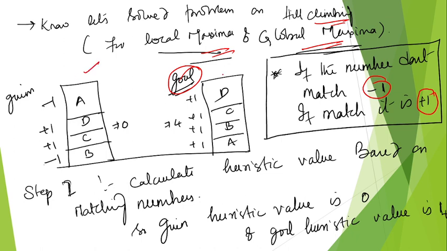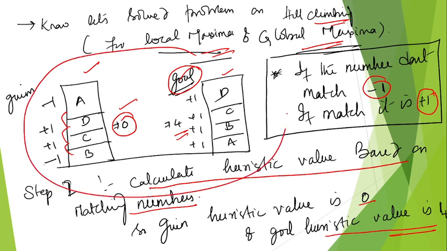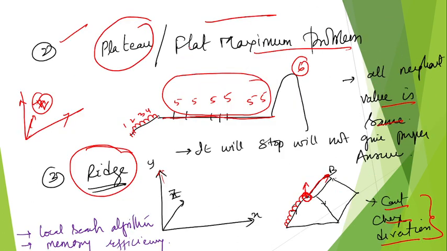This is my one problem. First A should be there, B is there, -1. After B, C is there, +1. After C, D is there, +1. After D, -1. So this is -1, -2, +0. I have got it, correct? And the goal is +4. First, calculate the heuristic value based on matching. So did we calculate it? It is 0 and this is 4. So the given heuristic value is 0 and the goal heuristic value is 4. So first we have calculated the heuristic value. The next one, sorry.